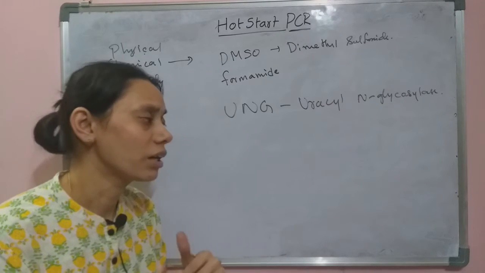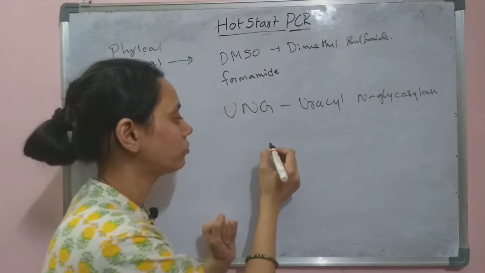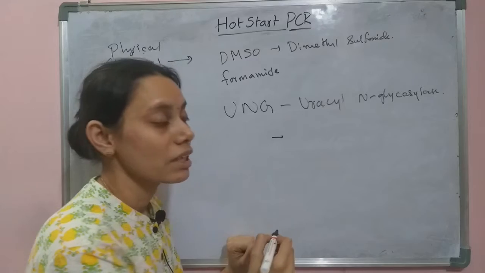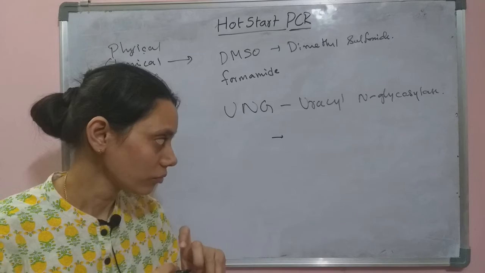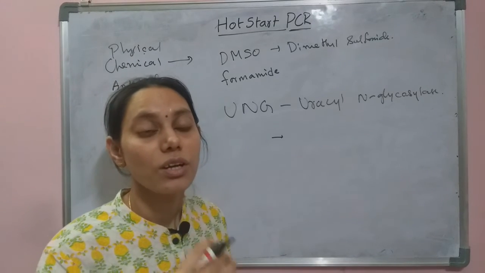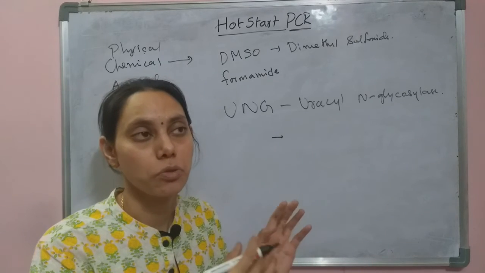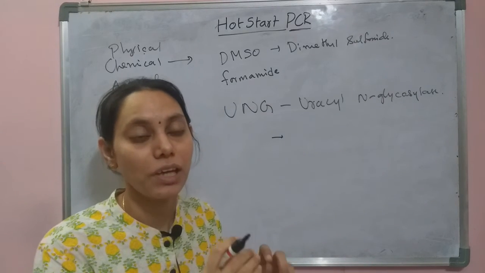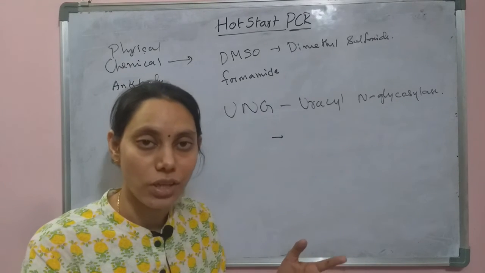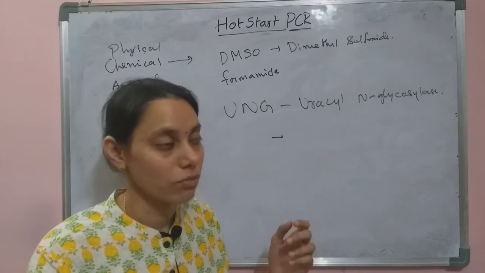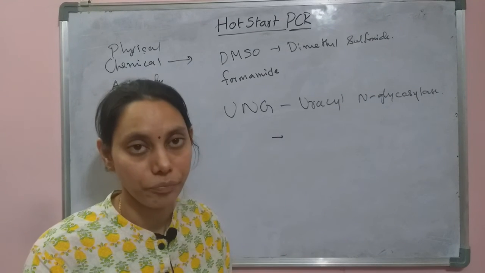So the other application of UNG is basically it will also degrade the DNA product or the newly synthesized DNA which is actually synthesized during the setup of the experiment. So during the experimental setup, if because of any reasons the DNA synthesis got initiated, then that kind of product will be degraded by this uracil and glycosylase. It will degrade the DNA.